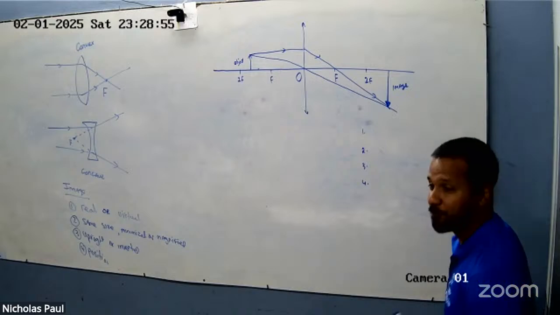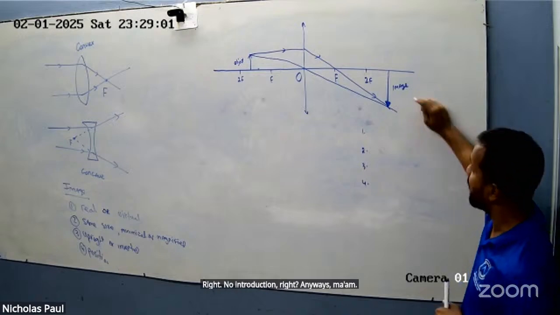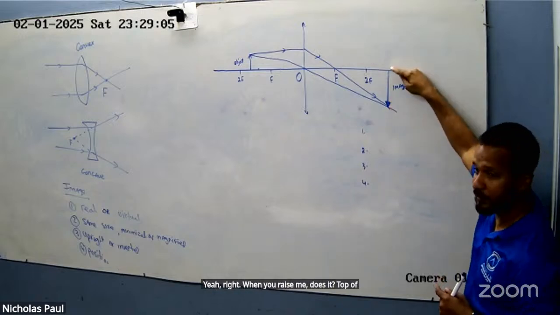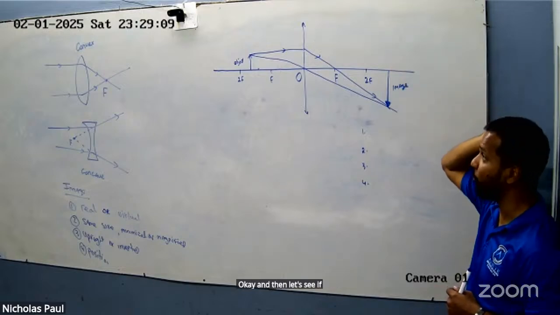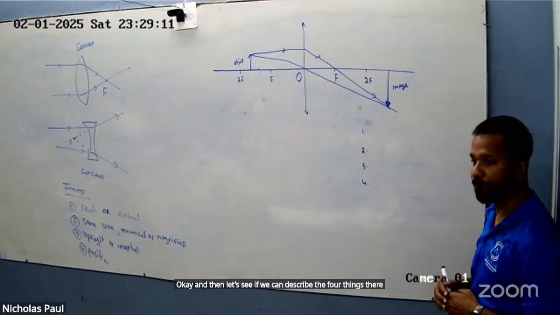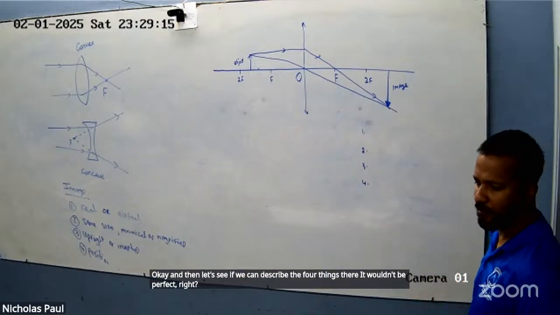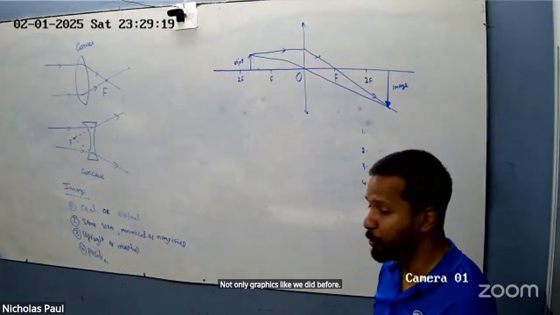You went through that, right? And the rays met? Where the rays meet, that's the top of the image, drawn backwards. Okay? And then let's see if we can describe the four things there. It wouldn't be perfect, not on the graph page like we did before. I'm going through each one.